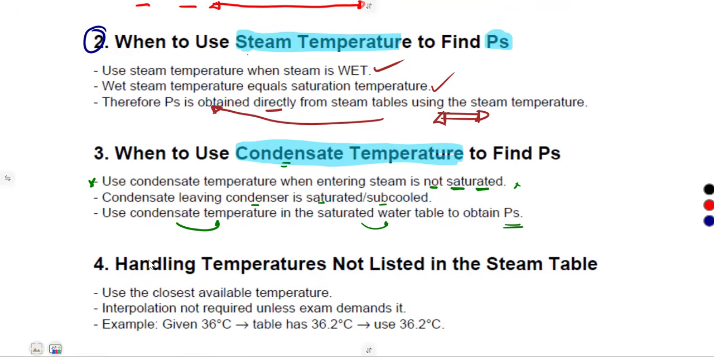For temperatures that are not listed in steam tables, you can use the closest available temperature. Interpolation is not required unless the exam demands it, unless they specify.